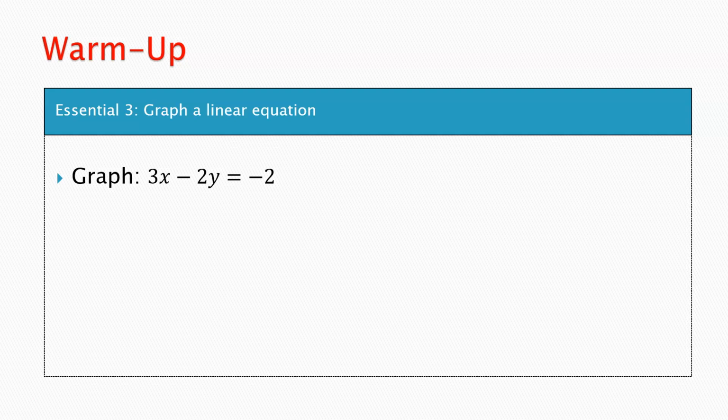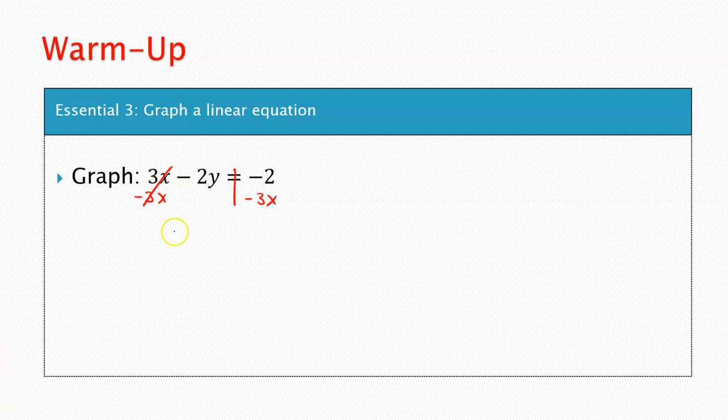All right, so for the warm-up, I asked you guys to graph 3x minus 2y equals -2. That is the equation of a line, but it is in standard form. We have to turn it into y equals mx plus b. So what we should have done first is kick over that x and get that y by itself. So we subtract 3x from both sides, minus 3x, minus 3x. The 3x's on the left will cancel each other out.